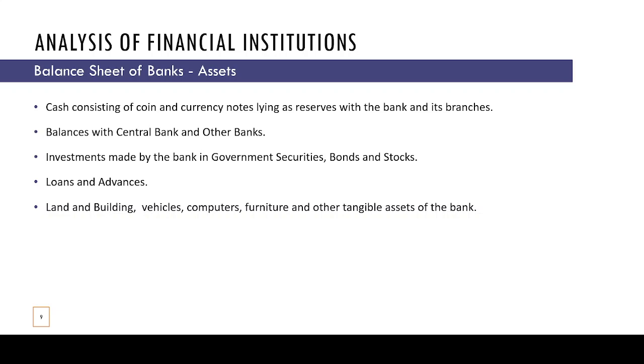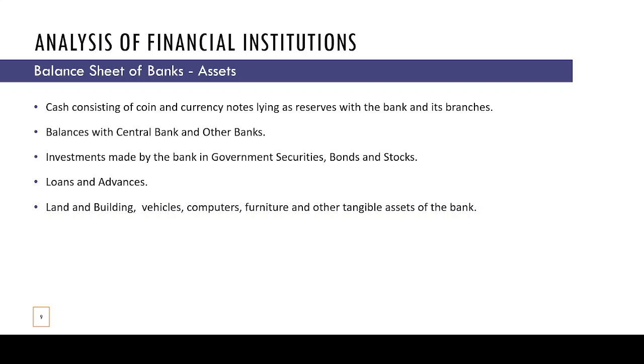Now, the first item on the asset side of the balance sheet is cash, and cash consists of coins and currency notes lying as reserves with the bank and its branches. The second item is cash in the form of balances with central bank, essentially the CRR deposits and deposits with other banks. The third item on the balance sheet are investments made by the bank in government securities, stocks, bonds.